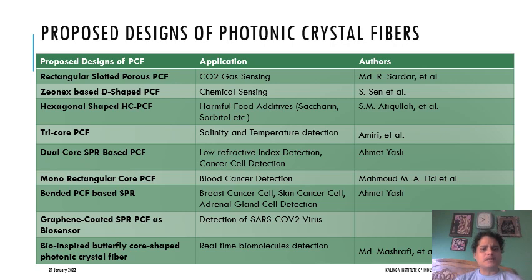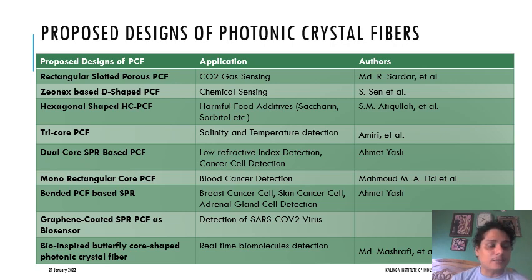Then bended PCF based surface plasmon resonance. In this type of photonic crystal fiber, the surface plasmon resonance principle has been taken, but bending has happened in terms of the geometry. That means part of the geometry got sliced out in the form of a curve. Due to the slicing of that particular geometry, it is called a bended photonic crystal fiber based on the SPR principle. Now graphene is also one of the materials that gets coated over the photonic crystal fiber to make it an excellent biosensor.